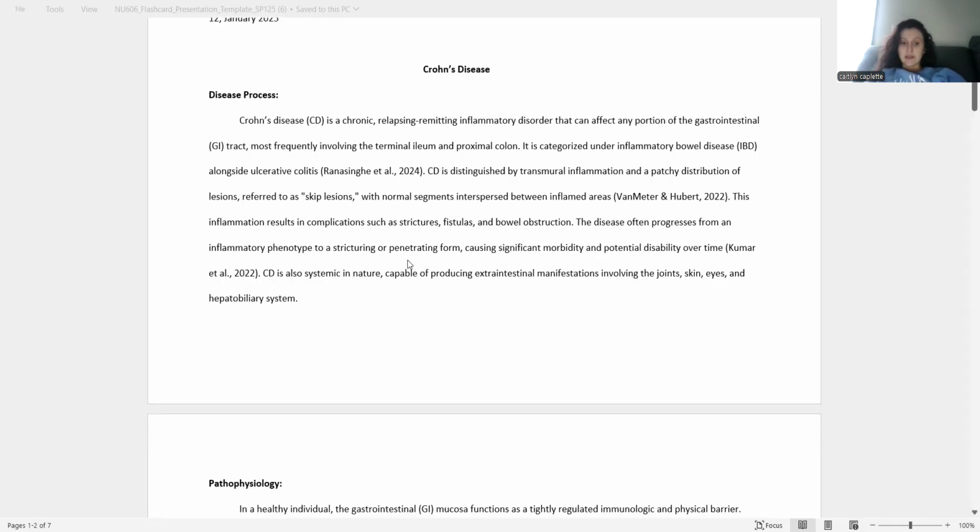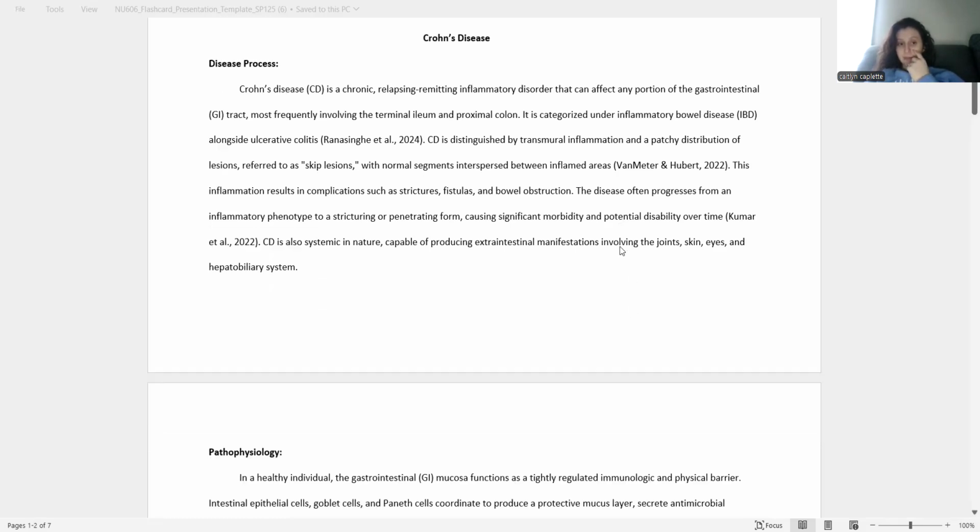It often progresses from an inflammatory phenotype to a stricturing or penetrating form that causes significant morbidity and potential disability over time. It's systemic in nature, and it's capable of producing extraintestinal manifestations that could involve the joints, the skin, the eyes, or the hepatobiliary system.